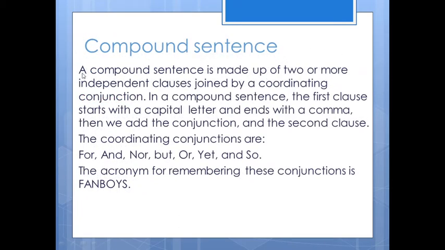Compound sentences. A compound sentence is made up of two or more independent clauses joined by a coordinating conjunction. In a compound sentence, the first clause starts with a capital letter and ends with a comma. Then we add the conjunction and the second clause. The coordinating conjunctions are for, and, nor, but, or, yet, and so. The acronym for remembering these conjunctions is FANBOYS. F for, A and, N nor, B but, O or, Y yet, and S is for so.